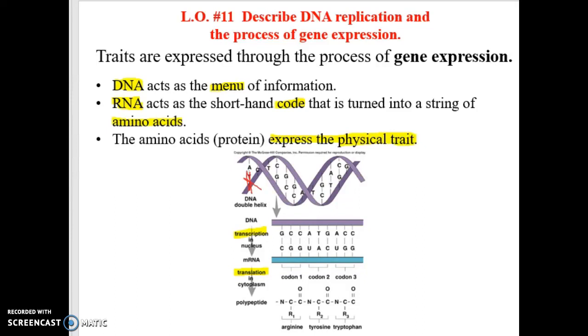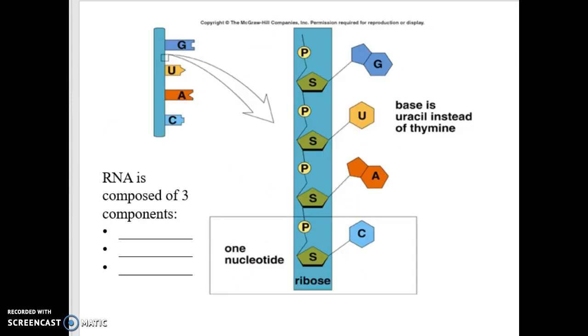So the key here is, we've already talked about DNA, but the next key is this stuff called RNA. What is it? What is RNA and how does it work? So RNA is known as ribonucleic acid. DNA was deoxyribonucleic acid. RNA is ribonucleic acid. RNA is made up of 3 components.